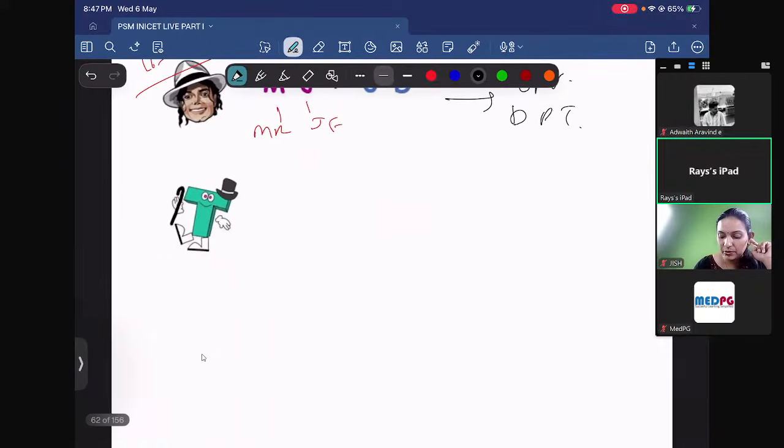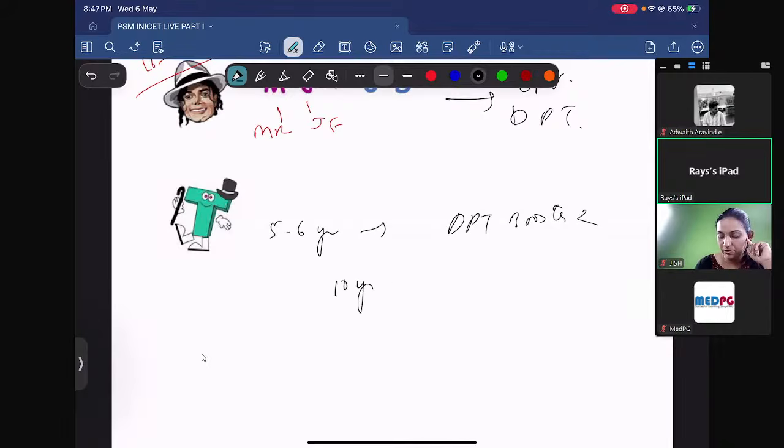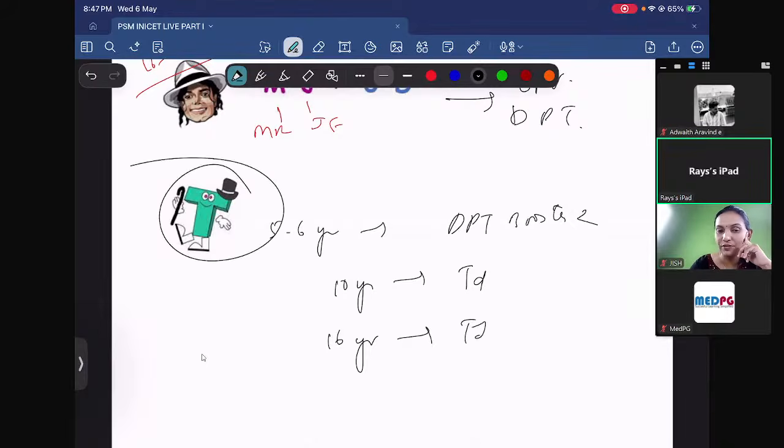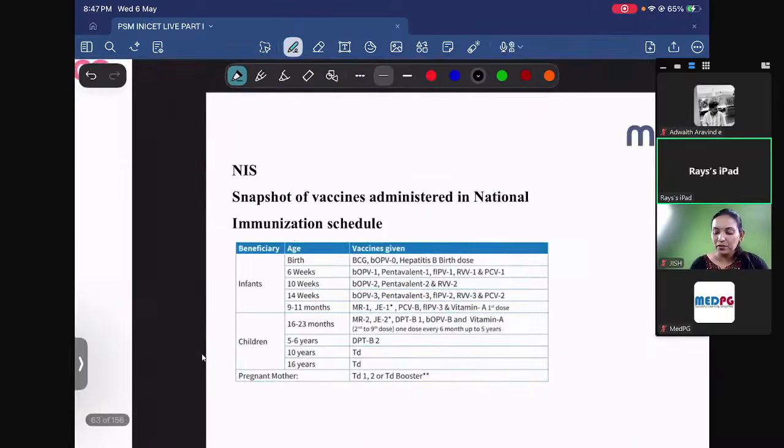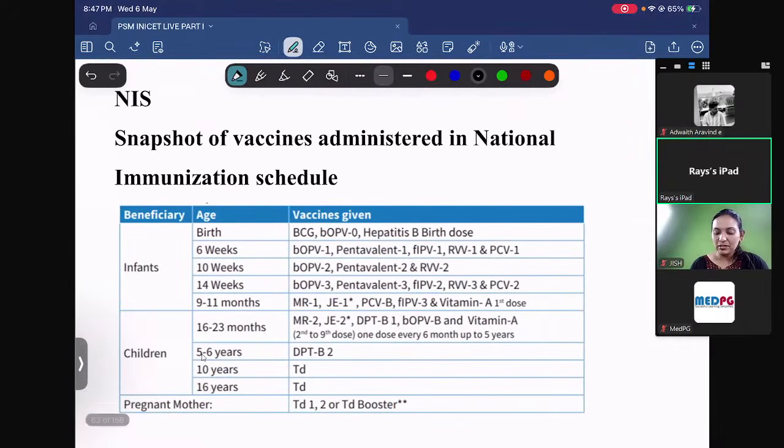Then you have vaccines at 5 to 6 years. You give the DPT booster. At 10 years, you give TD, and at 16 years also you give TD. So all these are T vaccines. From 5 years onwards, you have a T vaccine to be given. So that's the national immunization schedule for you. This is again just a snapshot. Every vaccine, which age, which vaccine is given, what is the dose, where it is given, everything is important.